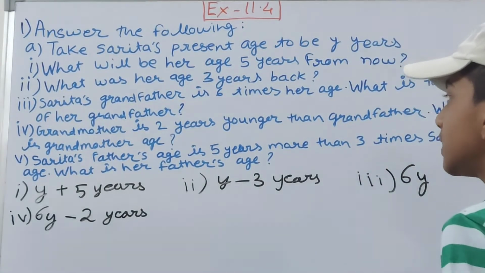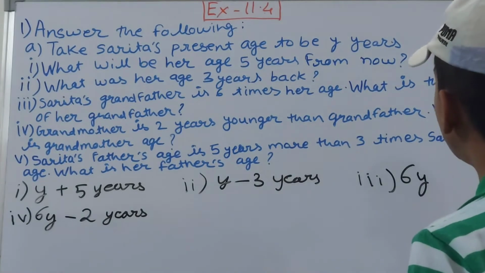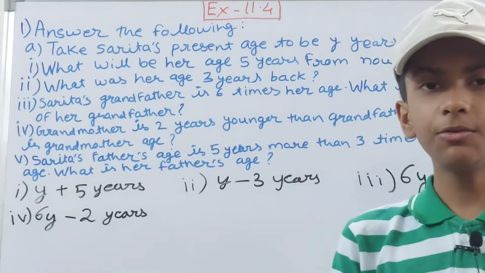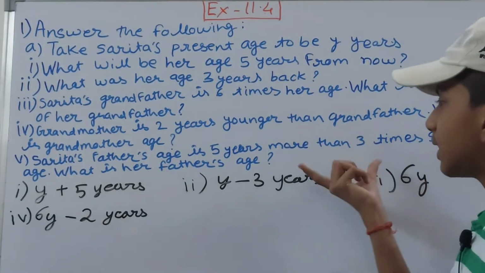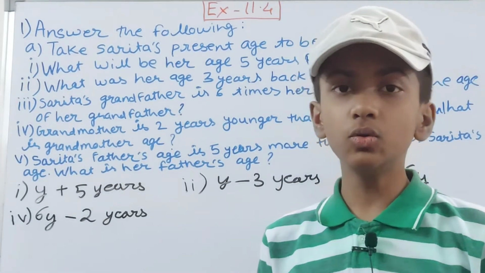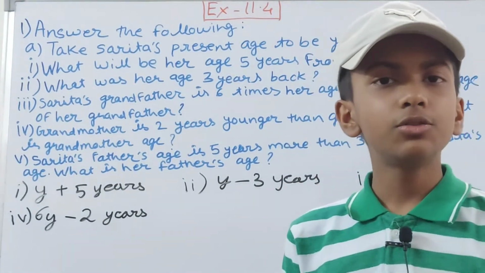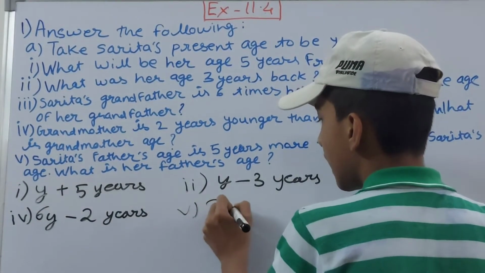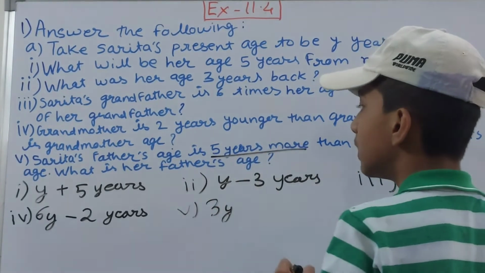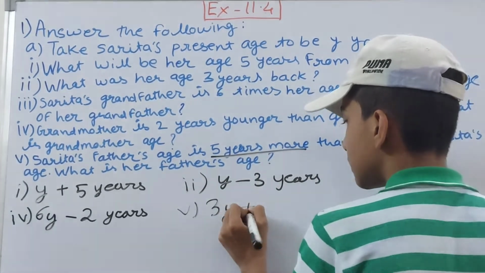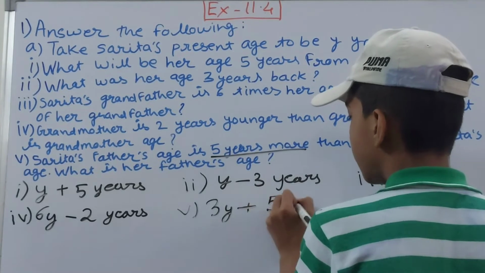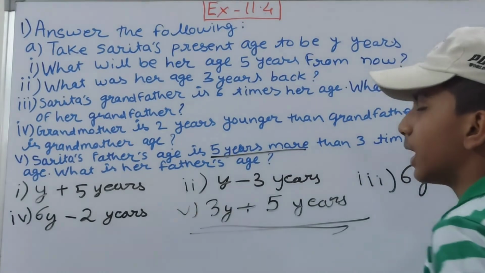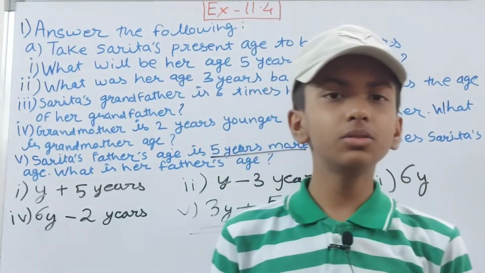Sarita's father's age is 5 years more than 3 times Sarita's age. What is her father's age? Now first we have to solve this 3 times Sarita's age. What will it be? 3 into Sarita's age, that is y. So 3 into y is 3y, right? So first you will do 3y, and then it is saying 5 years more. So more means addition, so plus 5 years, of course. So her father's age is 3y plus 5 years. Let's move on to the next part.